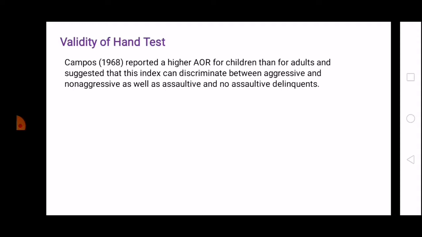Let's now proceed to the validity of the test. Does it really test what it is supposed to measure? For example, in 1968, Campos reported a high AOR, which we mentioned earlier, for children than for adults, and suggested that this index can discriminate between aggressive and non-aggressive, as well as assaultive and non-assaultive delinquents.